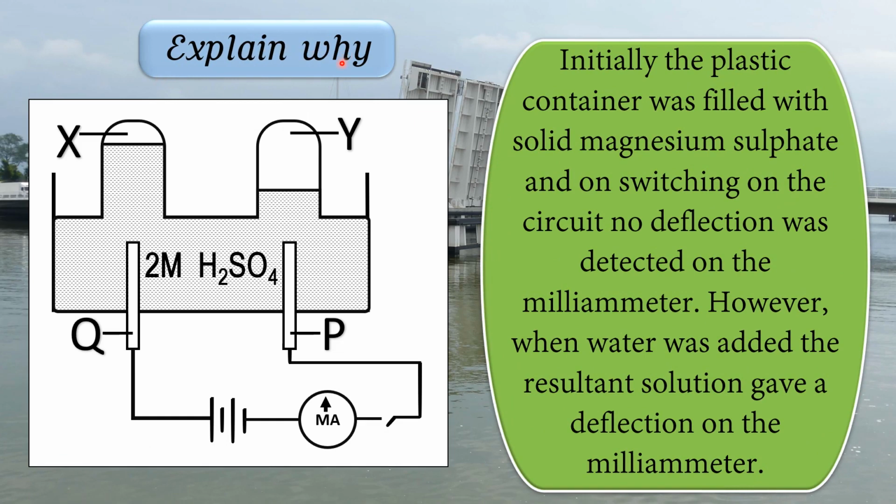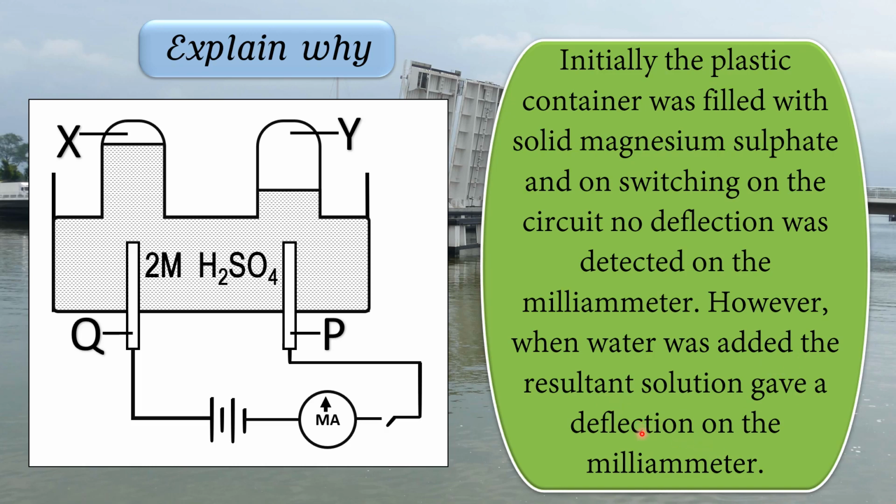Explain why. Initially, the plastic container was filled with solid magnesium sulphate, and on switching on the circuit, no deflection was detected on the millimeter. However, when water was added to the resultant solution, it gave a deflection on the millimeter.